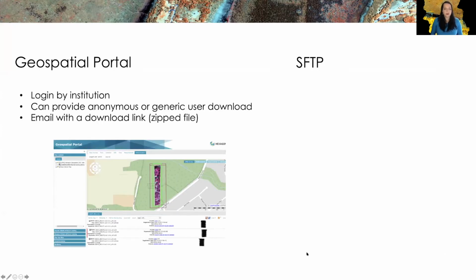So the geospatial portal, this is login by institution. We've made individual logins for each institution. We can also provide anonymous and generic user download. So going forward, if we want to have the data sets available to the general public or to others outside of CABO, we can do so without creating each person their own individual account. The way in which the data are downloaded here, however, is that you receive an email with a download link, and the data set that you chose is going to be zipped, and you download that through the email link.